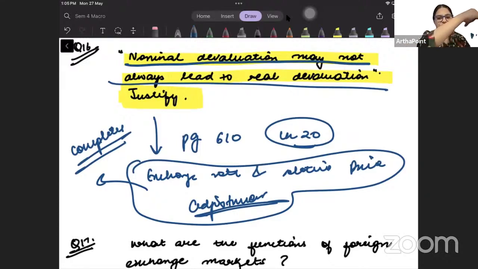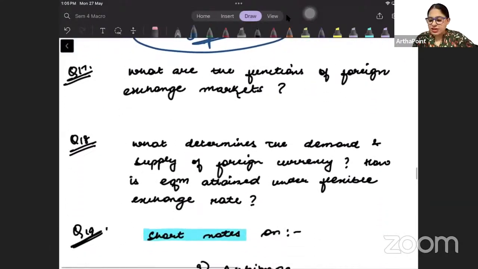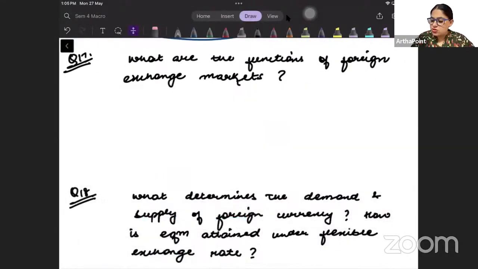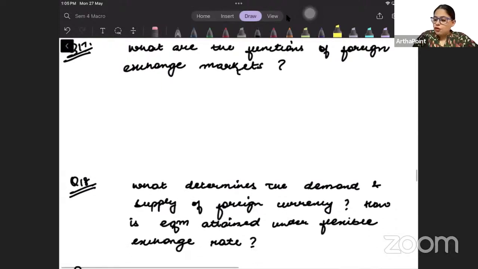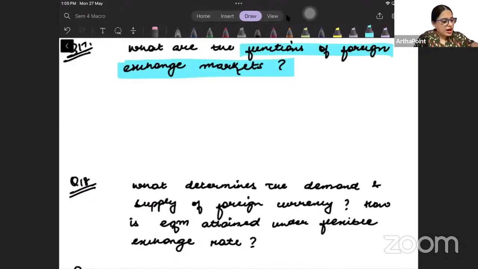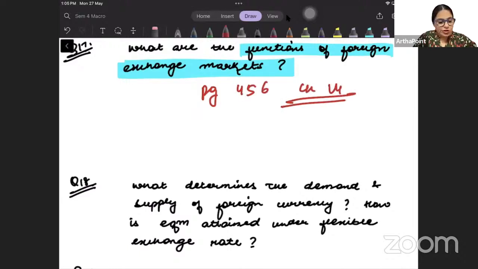Okay, beta, let's go to the next question now. Question number 17. What are the functions of foreign exchange market? This is coming from your next chapter now, beta. Chapter number 14. Read carefully. What are the functions of foreign exchange market? The answer to this question is on page number 456 of chapter number 14, beta.